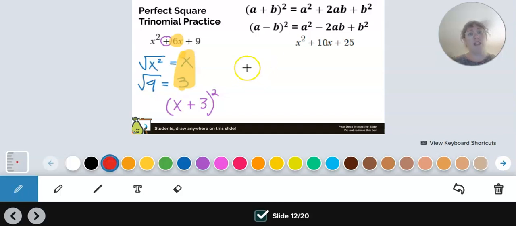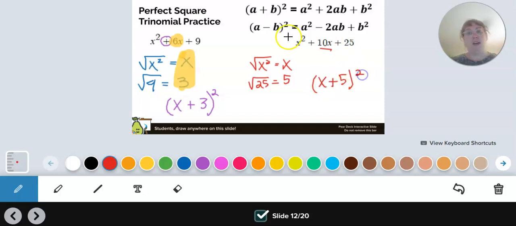Over on the right, the square root of x squared is x, and the square root of 25 is 5. Notice that that middle term is double 5 times x, so we could factor this as (x plus 5) squared. And again, we do plus because we see that addition sign first. Beautiful. Push ahead to slide 13.